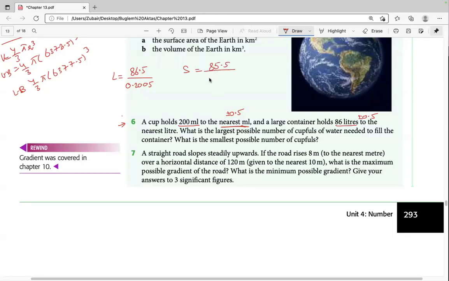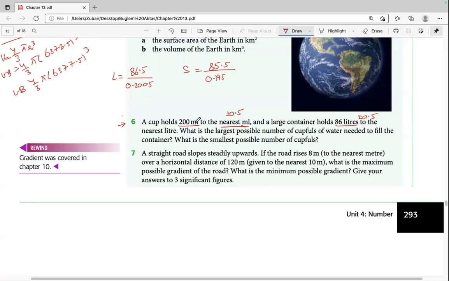85.5 divided by... What does it mean by the largest possible number of cupfuls of water needed to fill? You're filling those 200 ml cups and pouring it into the large container. How many would fill it? So if we keep on pouring it, how many would fill it?